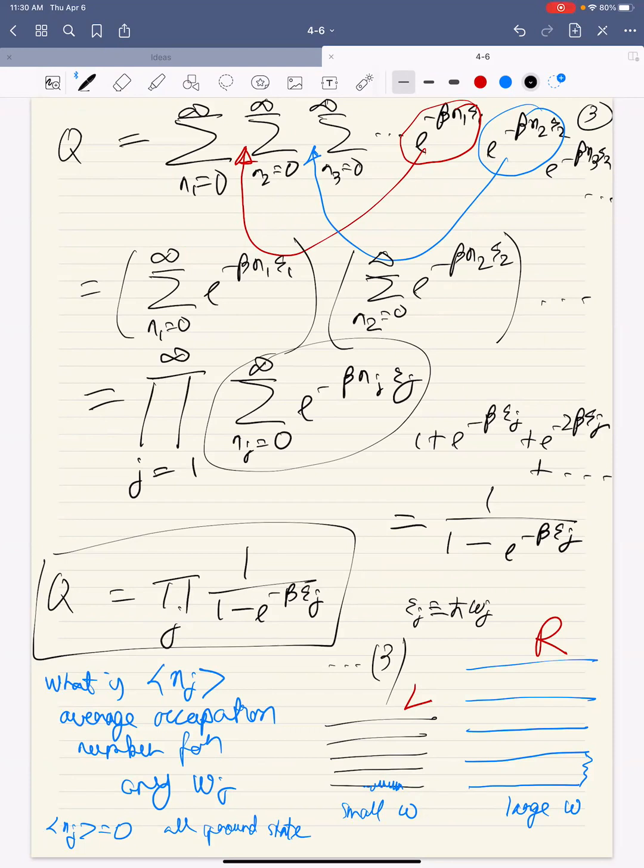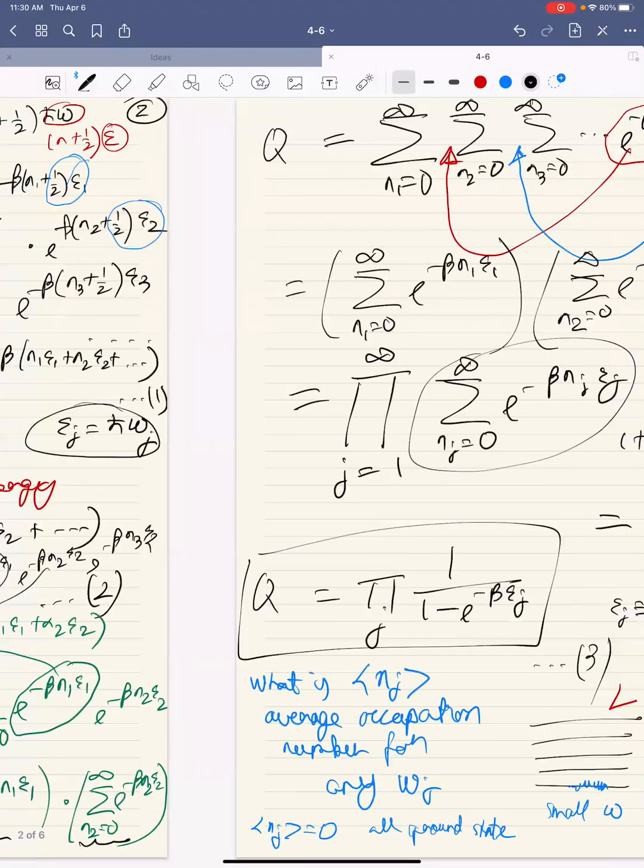Okay, so let's do that. There is a reason why I'm going through this: it's a good exercise and it will get you set for future homework problems and things like that. So we want average Nj from Q. How do we do that? What is the definition of Q?